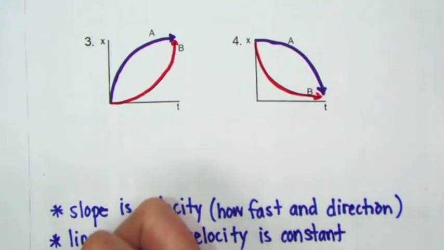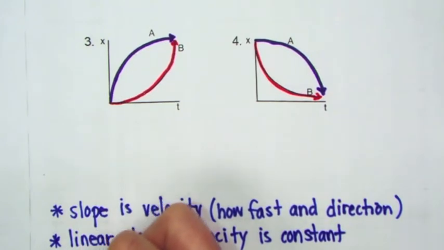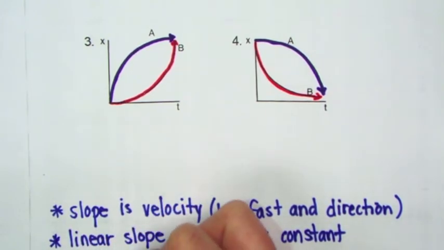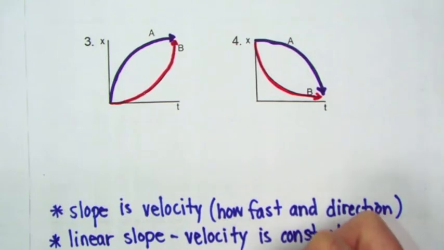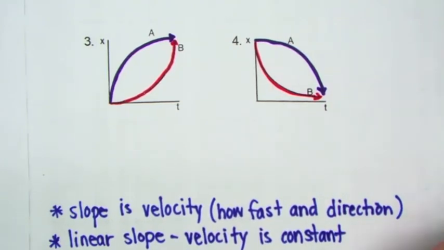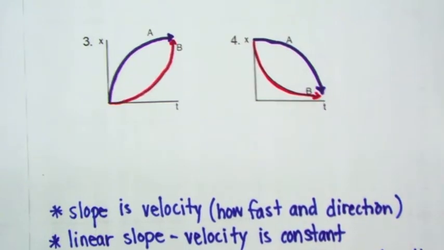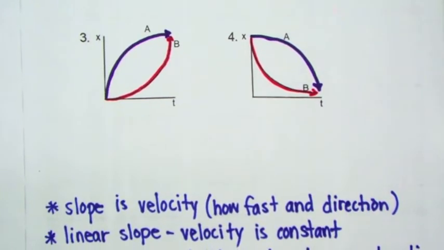If I have a curved line, exponential if you will, I know the velocity is changing. And if you understand your vocabulary terms for motion, you know that whenever the velocity is changing, we call that acceleration. Okay? So those are some basic things you need to keep in mind whenever you're looking at an x versus t graph. So now each graph.